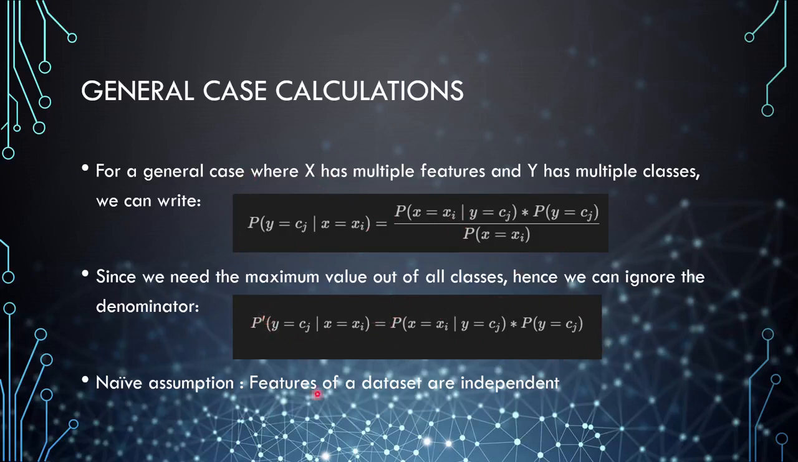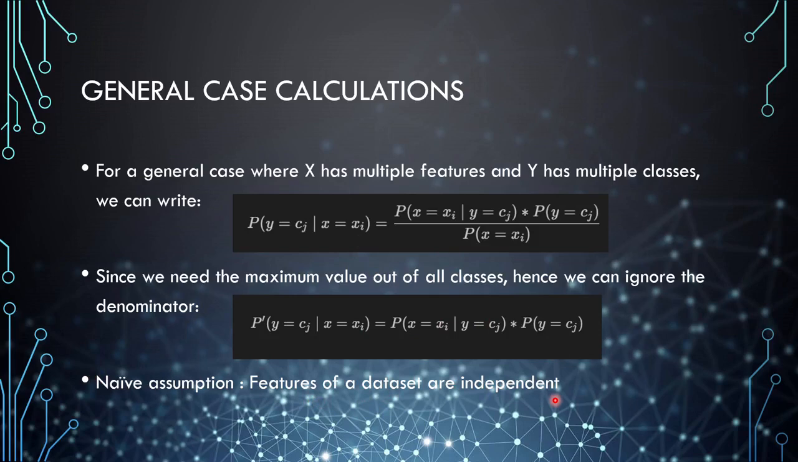So this is not exactly a probability, but just to maximize the thing, we are just doing this. Okay, so now there is a naive assumption: the features of a dataset are independent. Now this naive Bayes classifier is particularly useful when the features of the dataset are independent, and that should be the case also. I have explained the correlation matrix in my videos of principal component analysis and all.